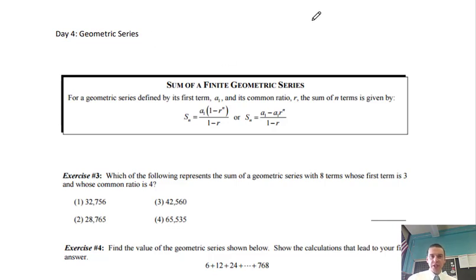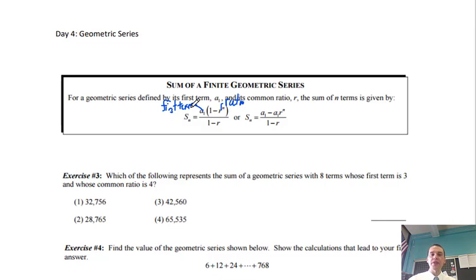The actual equation for a geometric series is S sub n equals the first term. This is the first term, the r being the ratio. So the first term multiplied by 1 minus the ratio raised to the number of terms you're adding up, all divided by 1 minus r.